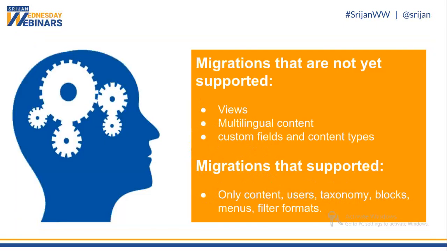Now, where are migrations not yet supported? In views, you cannot use the migration API because the templates are still pending and it cannot be written. The Drupal community is working on it. Views cannot be migrated yet, multilingual content also cannot be migrated yet, and custom fields and content types, which I explained before: if you have fields that are programmatically created, they are difficult to migrate, and you can't simply migrate a programmatic field.